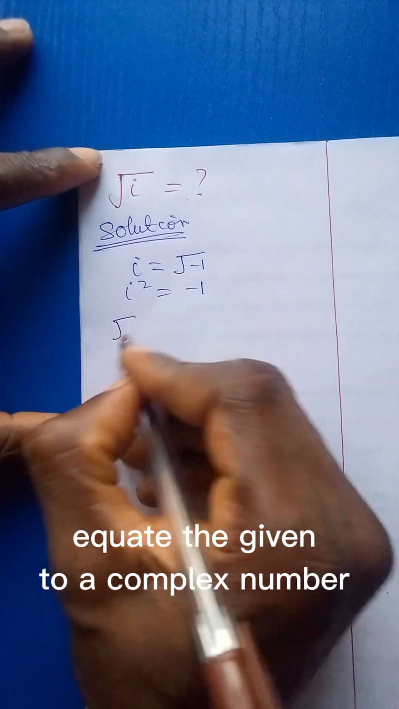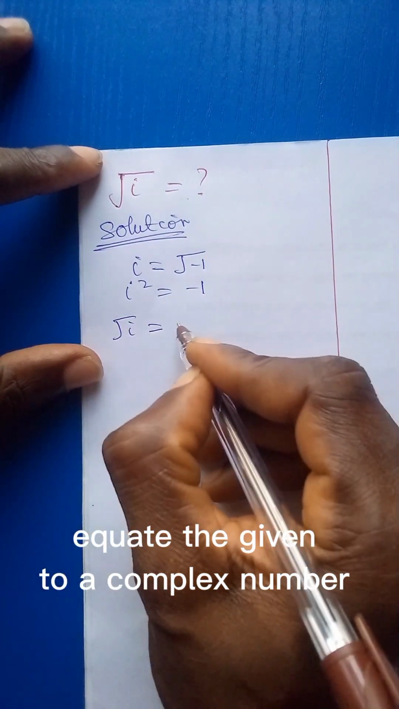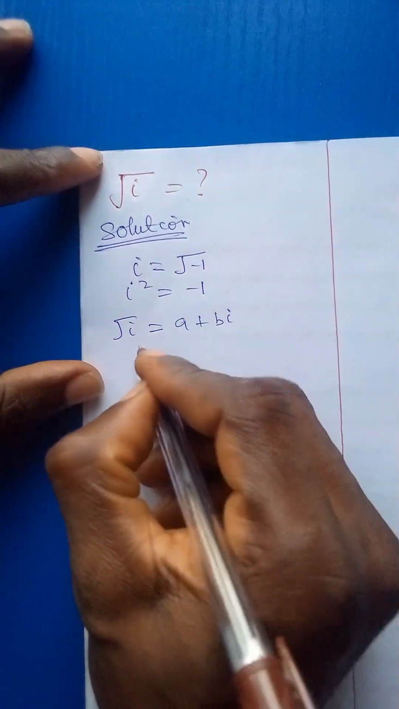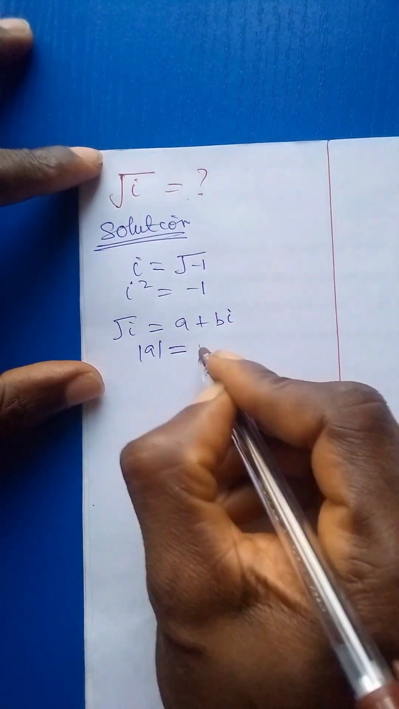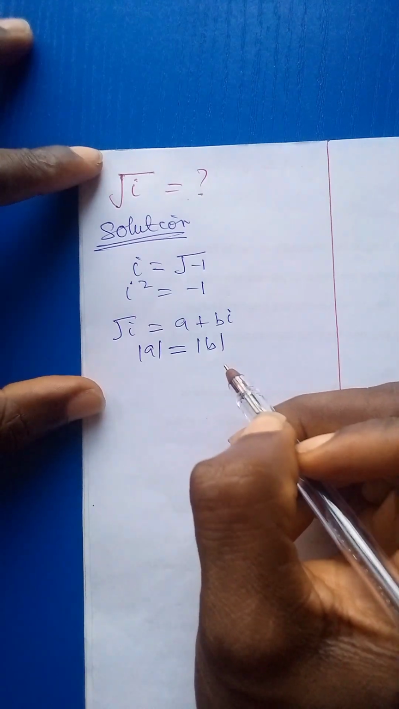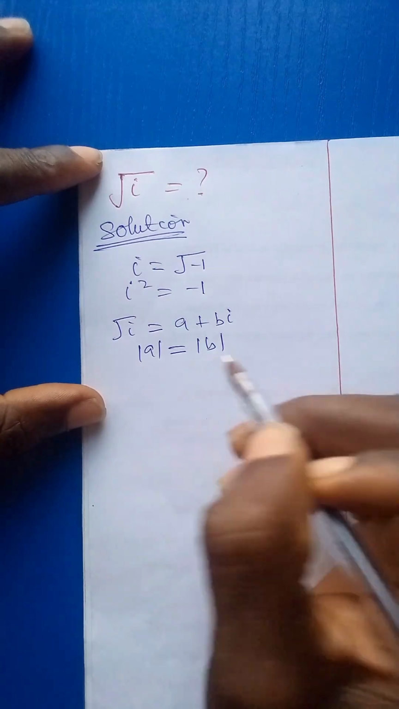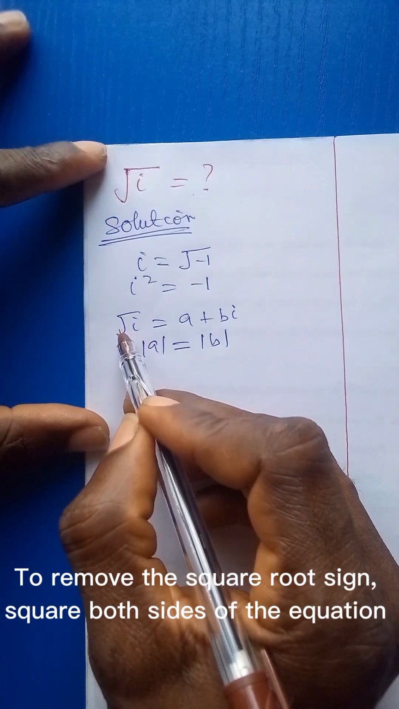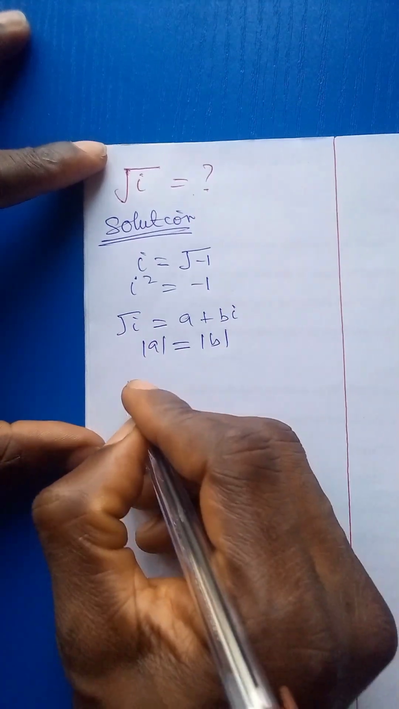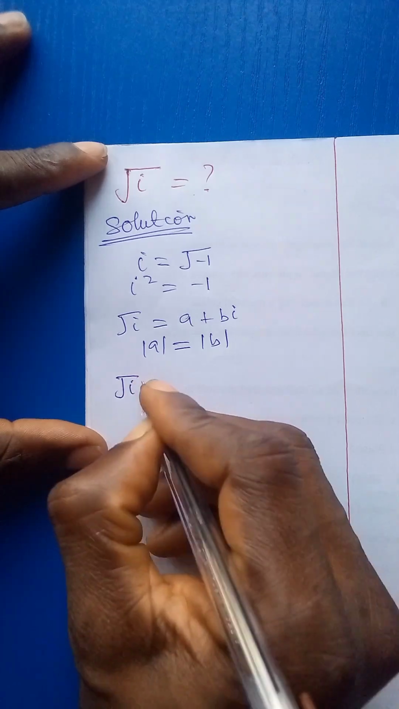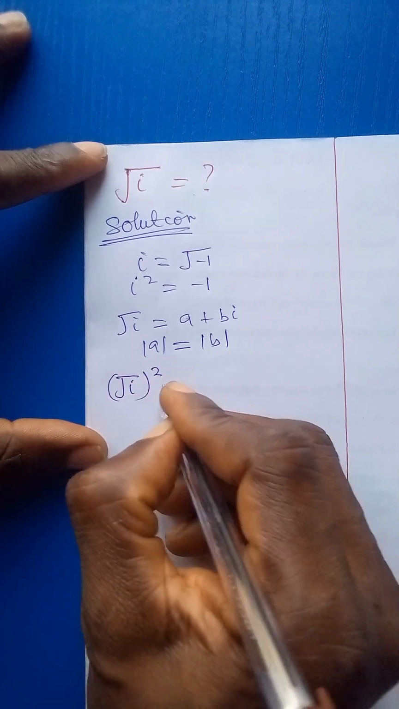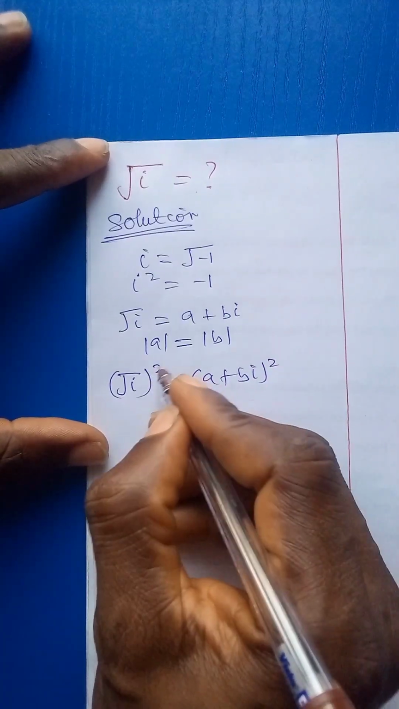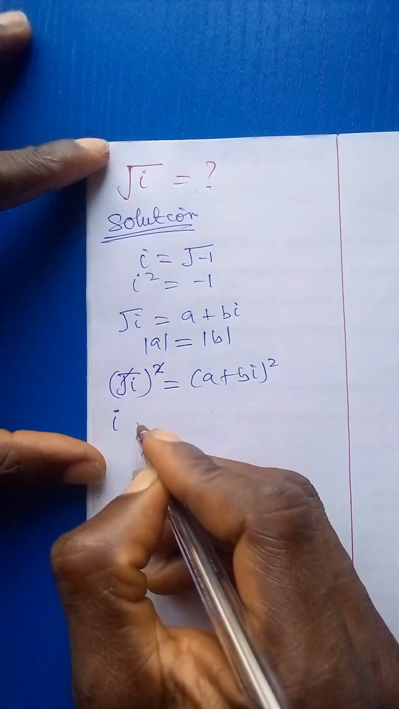For me to find the square root of i, I need to equate it to a complex number, which is a plus bi, where a and b are equal in magnitude. Now, what will I do to remove this square root sign? I need to square both sides. If I square both sides, I have the square root of i all raised to power 2 is equal to a plus bi all raised to power 2. Now this and this will cancel out, giving us i.